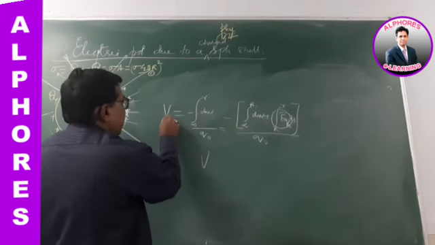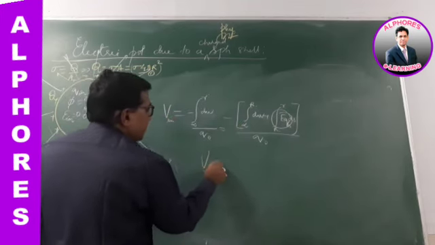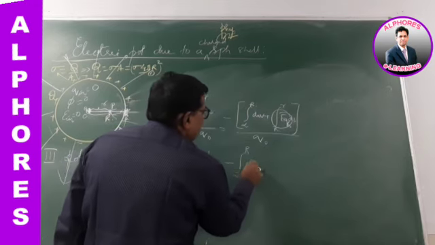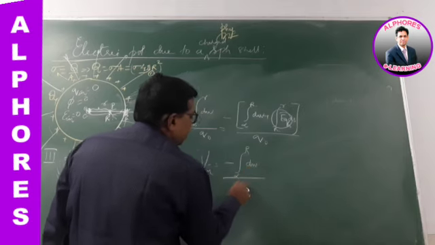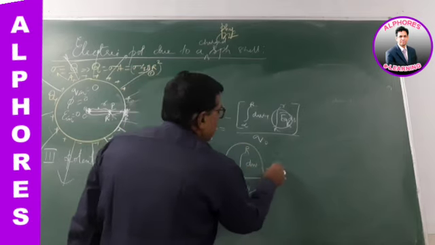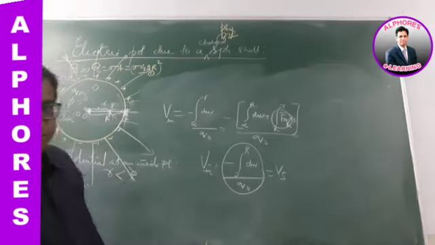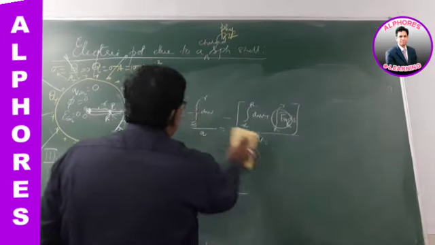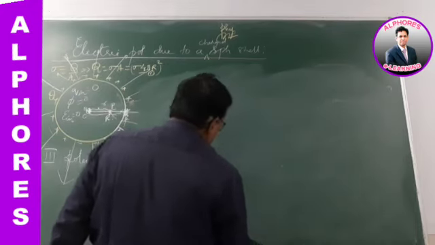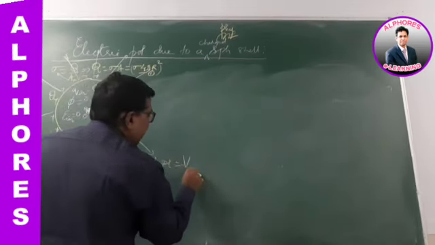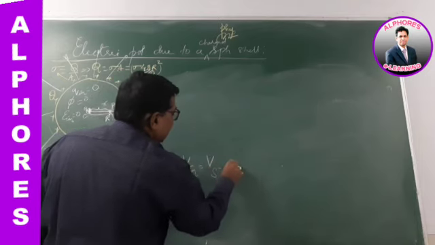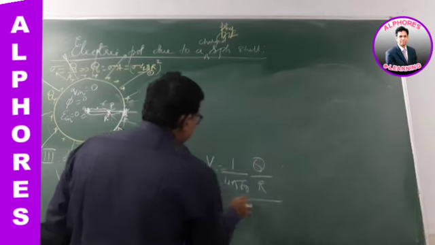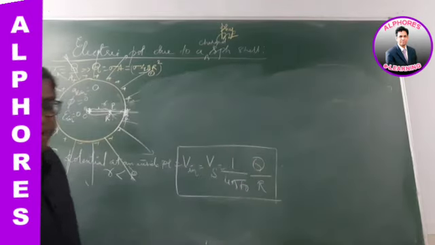So the potential at any inside point, V inside, is simply the integral of the work done to move from infinity to capital R against the field by q naught. But this is nothing but the potential on the surface. So the potential at any inside point is the same as the potential on the surface, that is 1 by 4 pi epsilon naught capital Q by R. Inside point, surface point, it is the same.